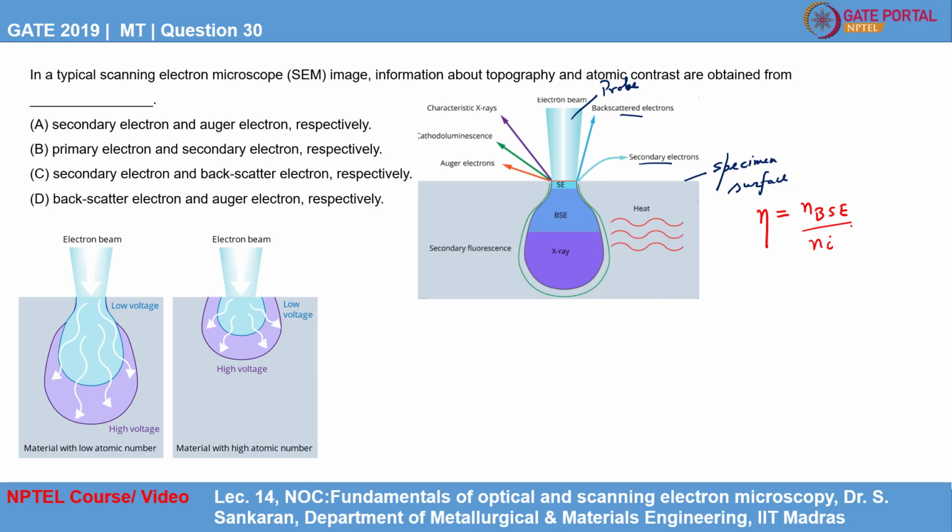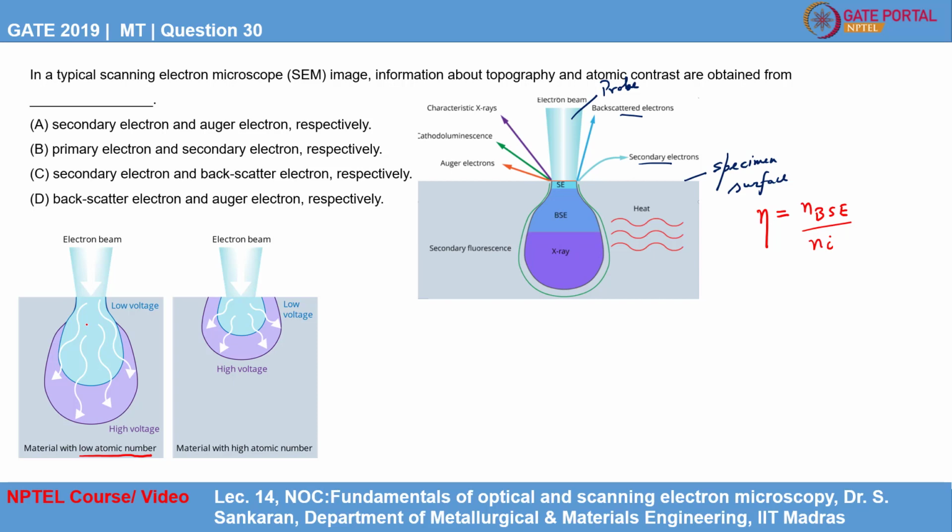This image illustrates the effect of atomic number on the interaction volume of a specimen. So if you look closely, the material with lower atomic number has a higher interaction volume, because the primary electrons are going to penetrate deeper because of lower interference from the low atomic number nucleus.